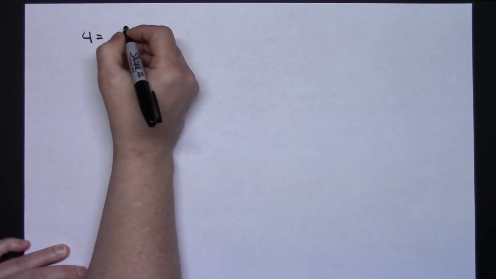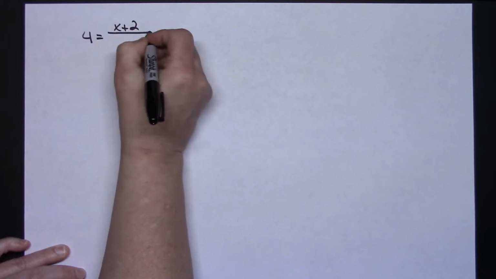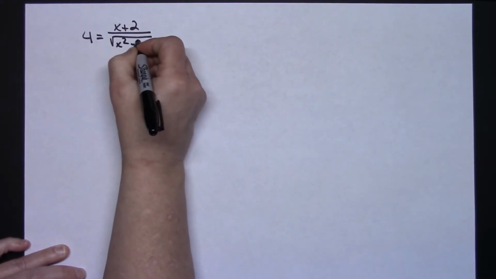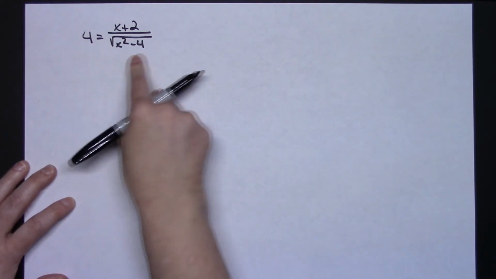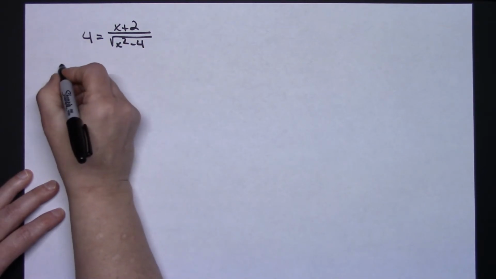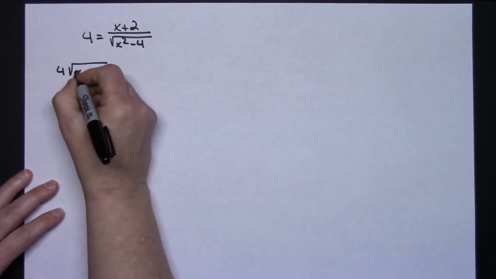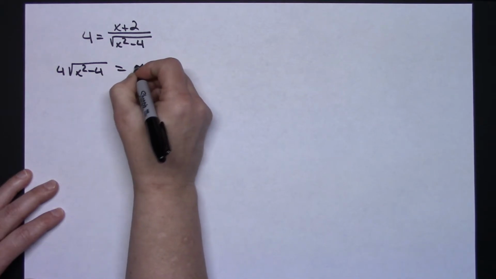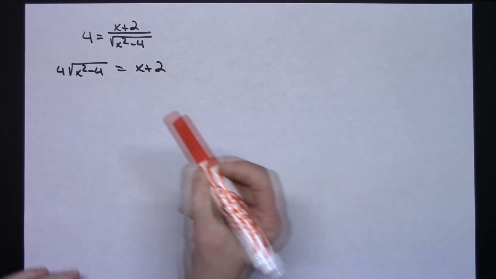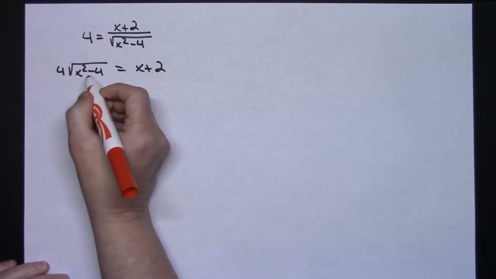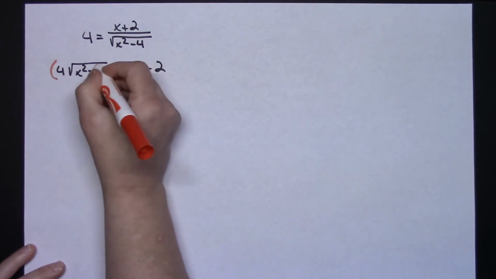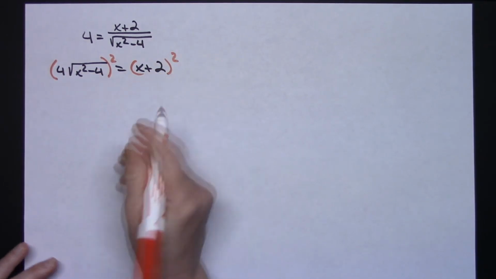So rewriting that expression from the previous piece of paper, I had 4 is equal to x plus 2 all over the square root of x squared minus 4. Alright, so I'm going to multiply both sides by that radical so that I can get rid of that rational expression there. So 4 square root of x squared minus 4 is equal to x plus 2. Now I need to get rid of that radical right there. So the opposite of square root is squaring something, so I'm going to square both sides of this equation.